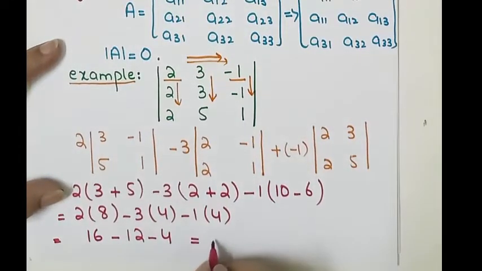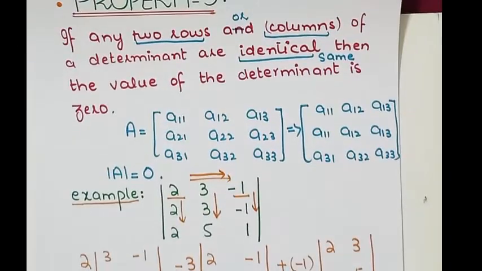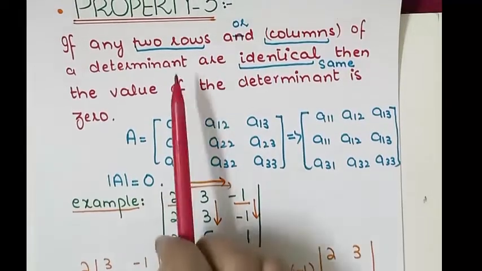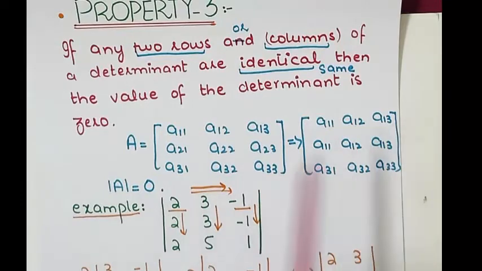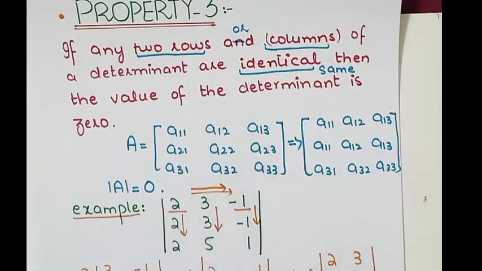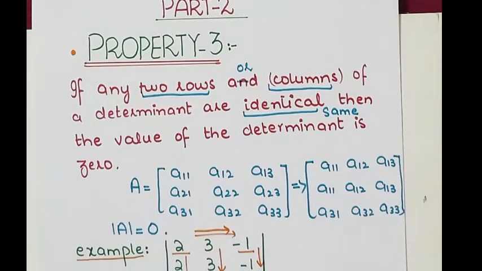This is equal to 16 minus 12 minus 4. This is equal to minus 16. 16 minus 16 is equal to 0. So the result is proved that if any two rows or columns of a determinant are identical, then the value of the determinant is 0. We can take a similar example having two columns the same and the result will be the same, that is, the answer will be 0. So let's move on towards the fourth property.